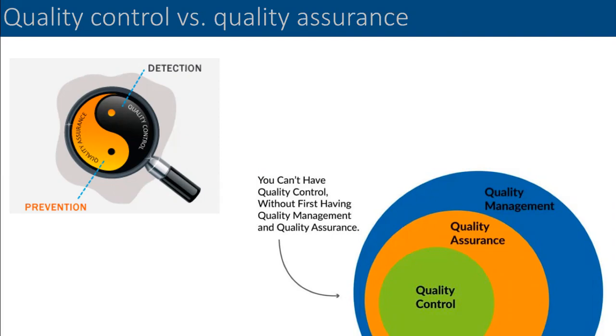In the right side picture, you can see quality assurance and quality control inside quality management. Quality management is actually an entire process. You can't have quality control without first having quality management and quality assurance. Quality control and quality assurance are parts of this system. Quality control means we detect something and take actions, but quality assurance means we remove the threats and prevent something bad, right?